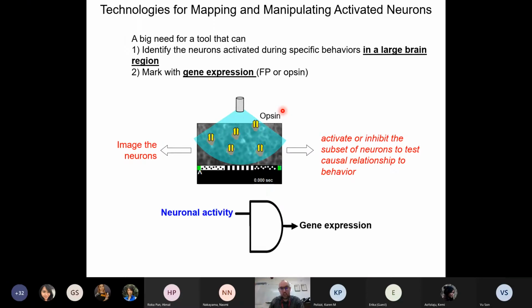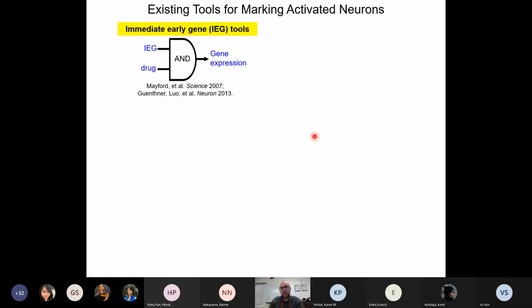relationship. So what we want is to link neuronal activity with gene expression, and we want to do that in a specific temporal window, okay? So there are some tools that do that. For example, a pioneer example was developed by Mark Mayford in Science 2007, where he uses immediate early genes in the presence of a drug to have gene expression.